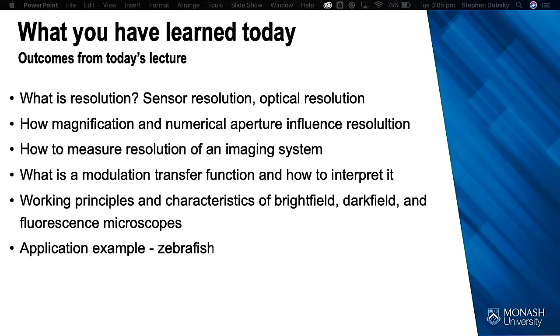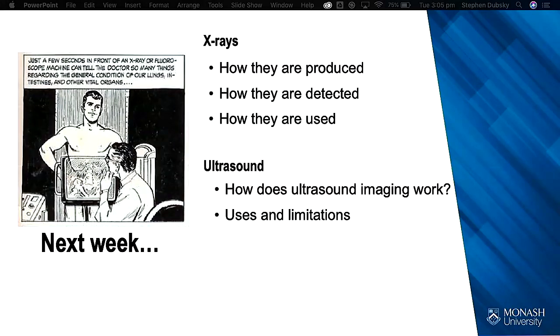How to interpret it. And also some principles about bright field, dark field and fluorescence microscopes. So next week, we're going to get onto some more medical stuff rather than biological stuff. So we'll talk about X-ray imaging, how X-rays are produced, how they're detected and how they're used in medicine. And also I'm going to do a little bit about ultrasound imaging as well.